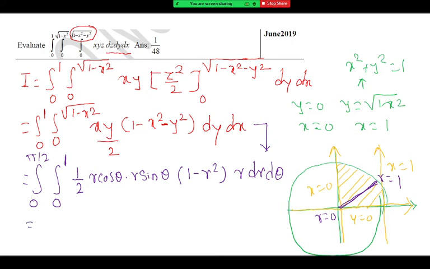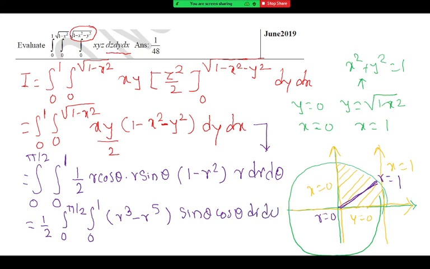1 by 2 is a constant, I can write it outside. Limit is 0 to pi by 2, 0 to 1. Now this r is there three times, so I can take it inside. That is r cube minus r raised to 5, sine theta cos theta dr d theta. Now two steps are left. First we should integrate with r, and then we can integrate with theta. Do the calculation one by one.